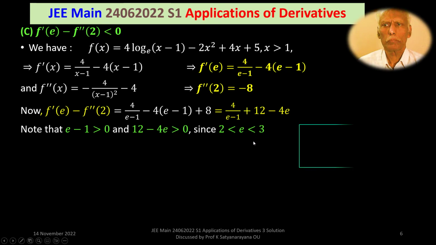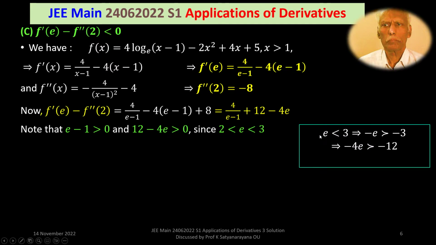So how it is, I will show you in the box. So 2 less than e less than 3, okay, e less than 3 implies minus e greater than minus 3, agreed. This will imply minus 4e greater than minus 12. Why? It is because you are multiplying throughout by minus 1, so the inequality gets reversed. Add 12 on both sides, 12 minus 4e is greater than 12 minus 12, that is 0. So 12 minus 4e greater than 0. So this is greater than 0.